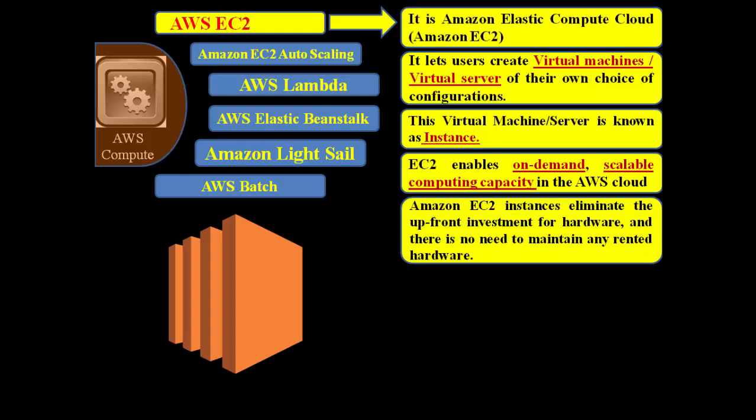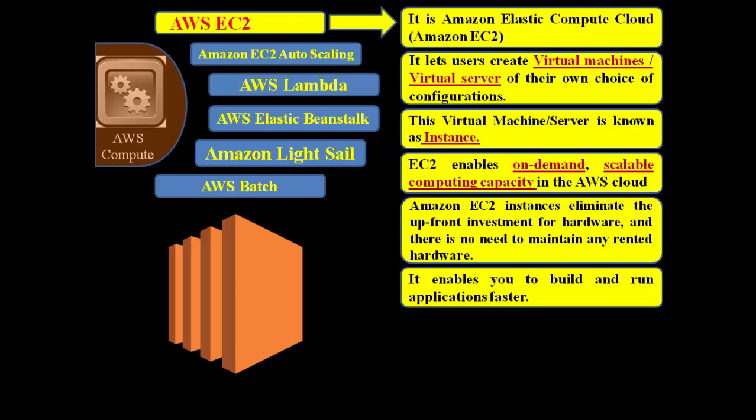Amazon EC2 instances eliminate the upfront investment for hardware, and there is no need to maintain any rented hardware. As we discussed, we are not purchasing hardware, we are not making a physical server. Instead, we are getting a virtual server from the cloud so that we can reduce overall cost, because we are not investing our money to purchase different physical hardware for the server. It enables you to build and run applications faster because it provides high configured servers also.